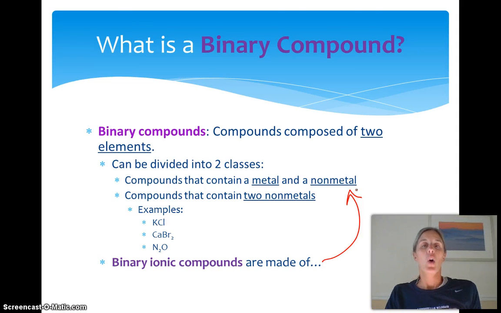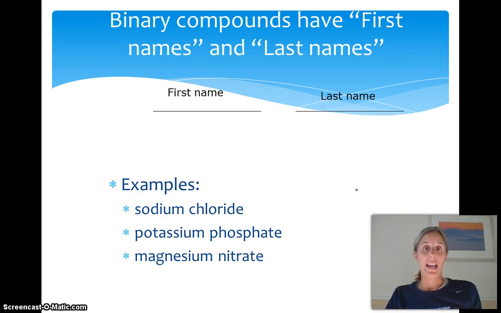Now, when we talk about ionic names, all of our compounds are going to have a first name and a last name. So some examples you can see down here are sodium chloride, potassium phosphate, and magnesium nitrate. The first name is always going to be from your metal. The second name is always going to be from your nonmetal, and that's true of any ionic compound. So just like you guys have a first name and a last name, all of our ionic compounds also have a first name and a last name.